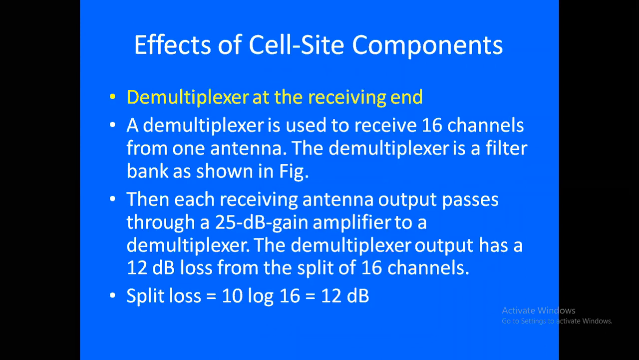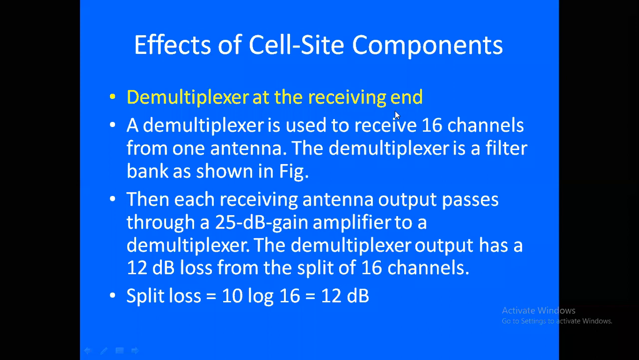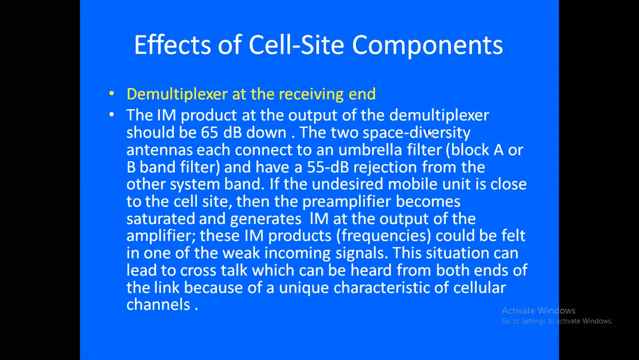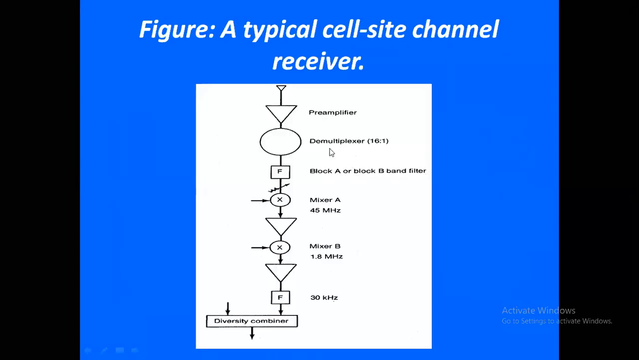Under the topic of cell site components, we will now see the demultiplexer at the receiving end. A demultiplexer is used to receive 16 channels from one antenna. So this is a demultiplexer.